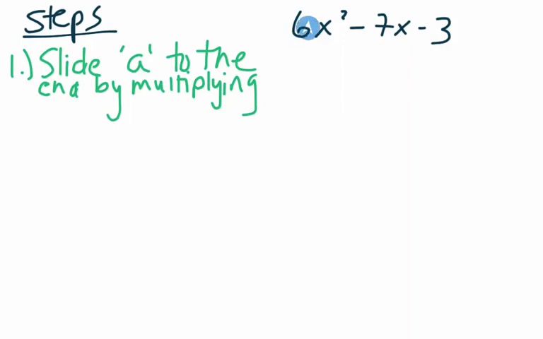So we have our ax squared plus bx plus c, or in this case, plus negative bx. This is my A value. A is 6. I'm going to take 6 and slide it down to the other end, and I'm going to slide it by multiplying. So I'm going to do 6 times 3. I'm going to take the 6, slide it down, and put a little times 6 in there. When I do that, I will get x squared minus 7x minus 18.